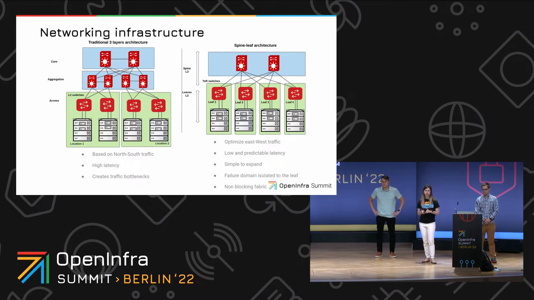The traditional three layers is based on north-south type of traffic, and with cloud and container workloads, the most common type of traffic happening there is east-west, and spine-leaf can be a better fit for that. If a packet travels from location one, it has to go through two aggregation switches and one core in order to communicate with another server in location two. So this increases the latency and also creates traffic bottlenecks.